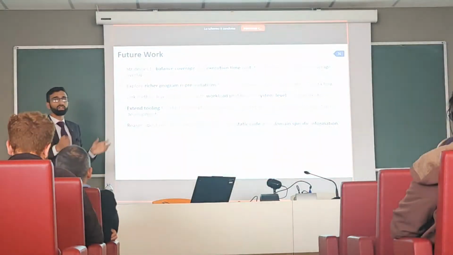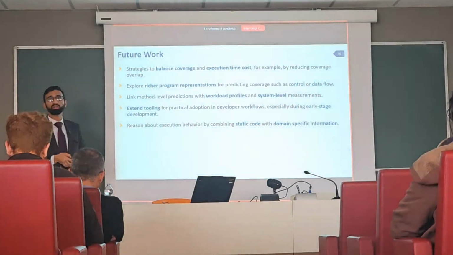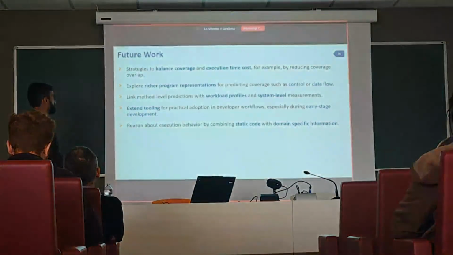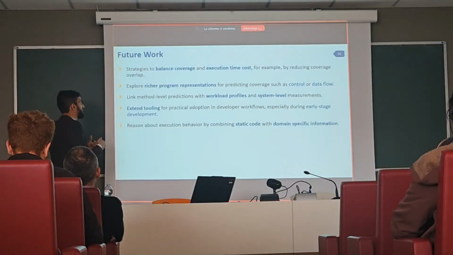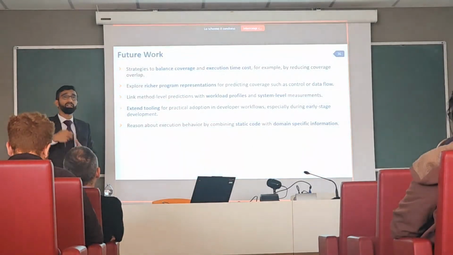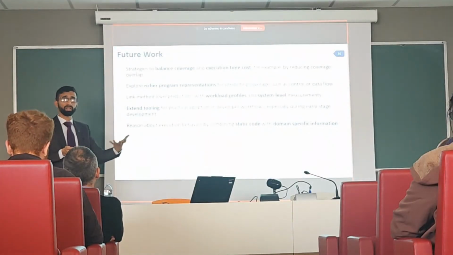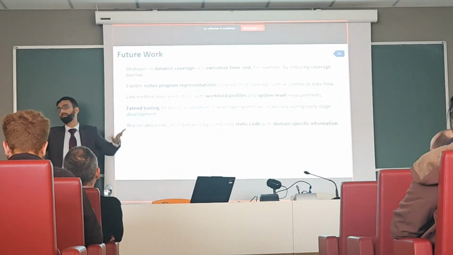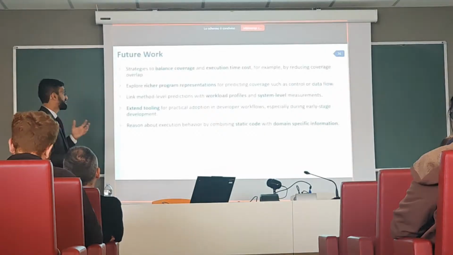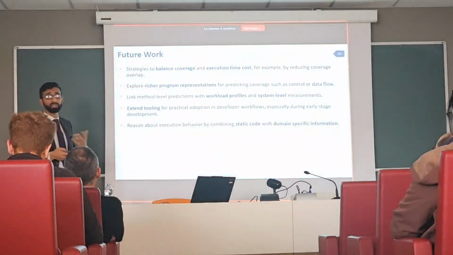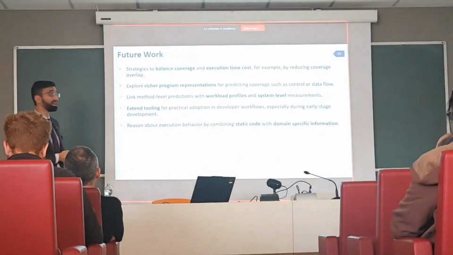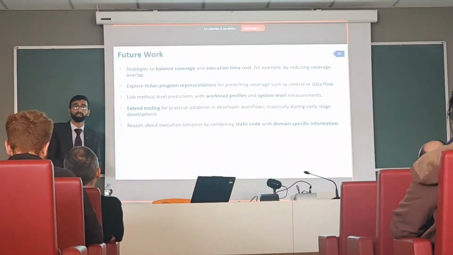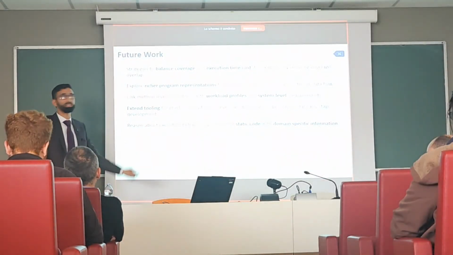We see that the simple static features are not helping, so maybe we can try to explore control flow and data flow graphs, or other program representations which are also static, but of course different. We need to link the method level predictions with workload profiles and the system level measurements. The method level predictions are not really good, but we need to see them in a bigger picture, and maybe they are more helpful in that scenario. So we try to connect them with workload profiles, and they might be more meaningful. We need to extend tooling to support developers, of course, for doing better performance testing.